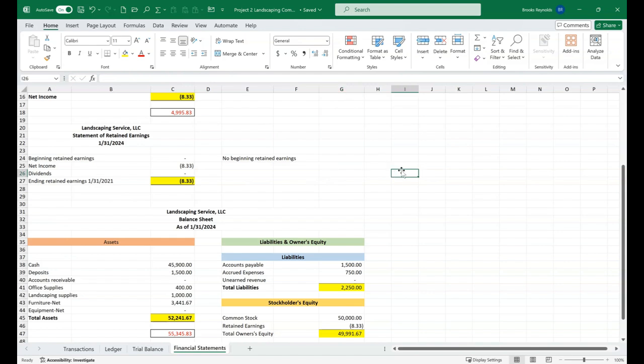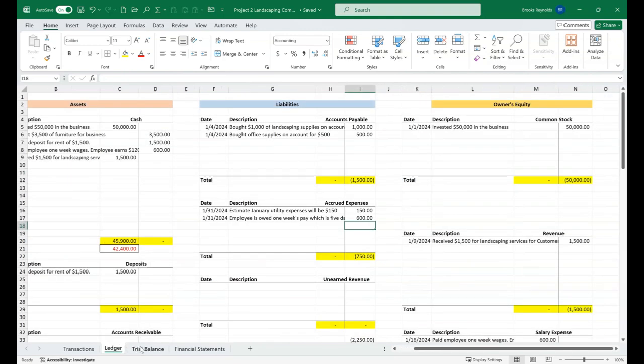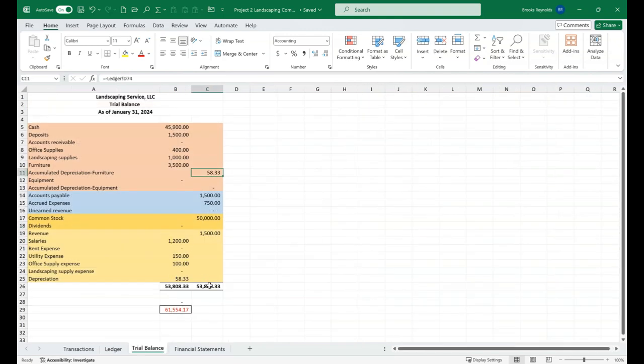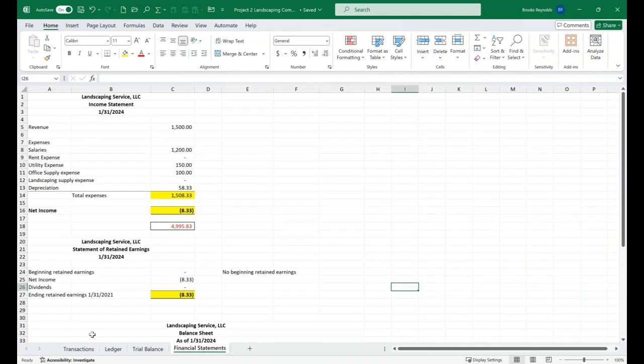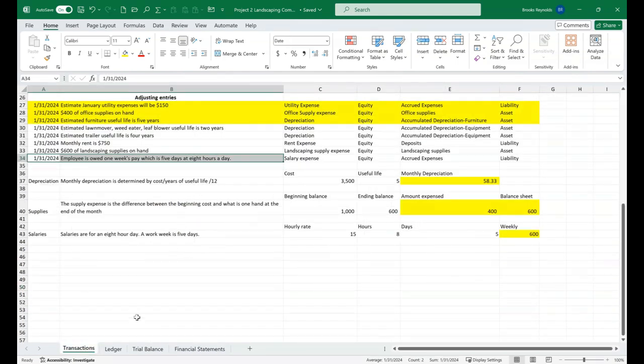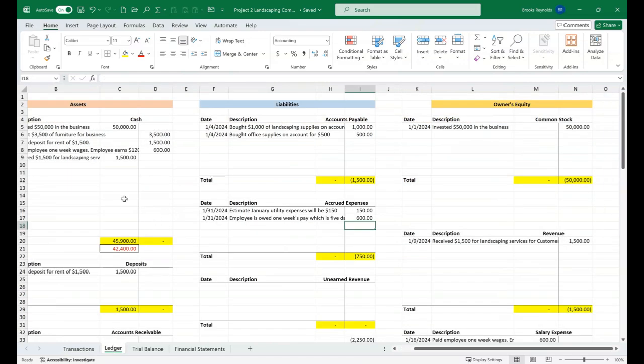So if you just take your time and after every entry, check your ledger or your trial balance to make sure these equal, and then look at your financial statements. At the end of this, all of your balances should equal these amounts. And if they do, then you know you have it right.